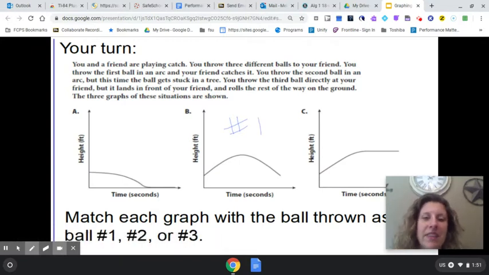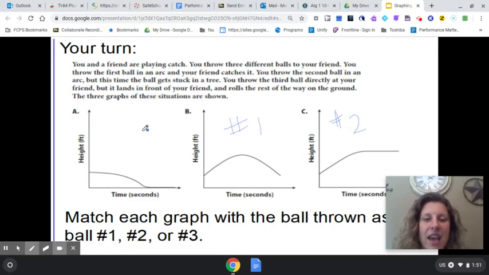Okay, the next one says you throw the second ball in an arch, but this time the ball gets stuck in a tree. Again, graph A, the ball looks like it's landing on the ground. So a tree is going to be at a taller height than 0. So I'm going to say that this is ball number 2. You throw the ball, you're arching the ball up, but then it gets stuck in the tree.